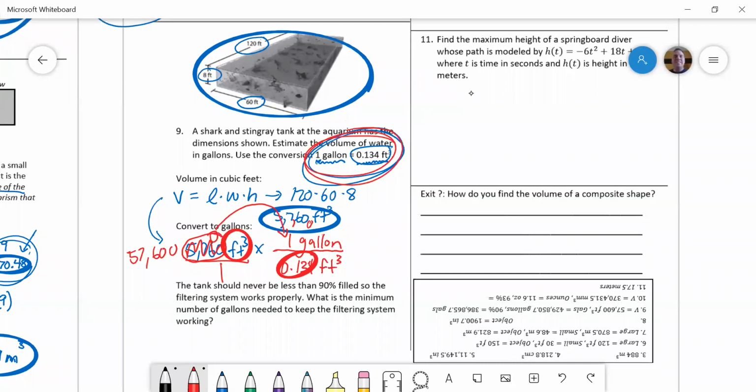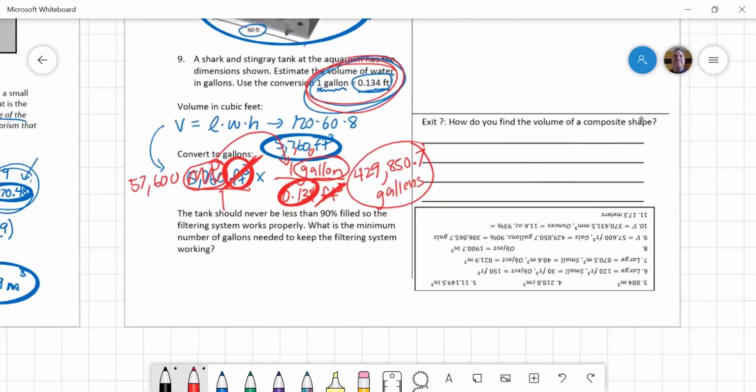Ooh, much bigger number too. So that's going to give us, looks like 429,850.7 gallons. That's how many gallons are in that tank. Notice how feet cubed cancel out and you're left with gallons. And that's how you convert that. That's what you're doing, all right?